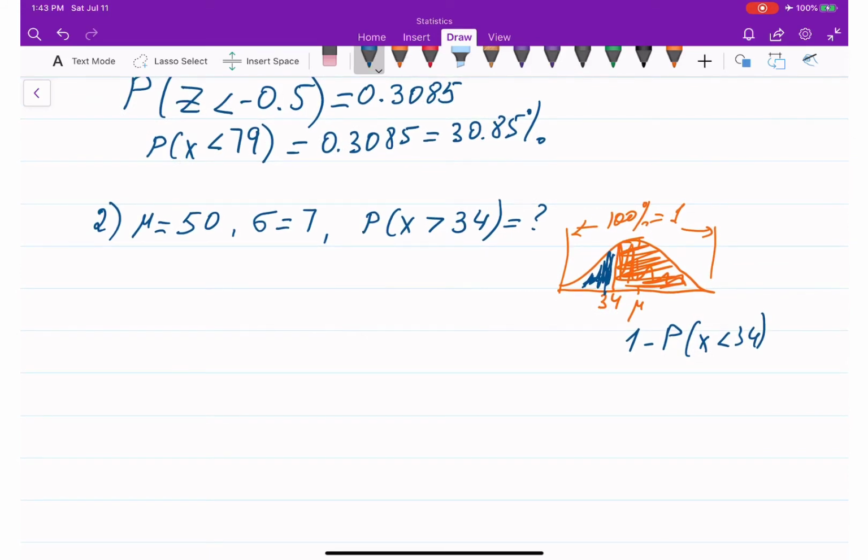So z-score is equal, my x is 34 minus mean is 50 divided by 7. So 34 minus 50 is equal negative 16, and divided by 7, we are going to get approximately negative 2.29. I'm rounding till 2 decimals because table can show 2 decimals. Let's see where we are getting.